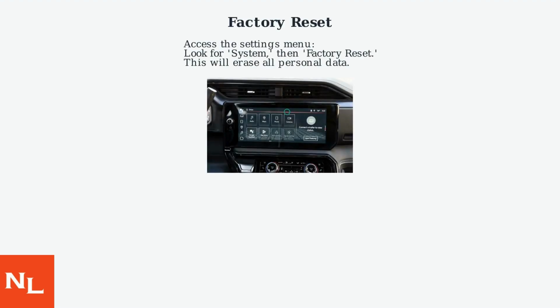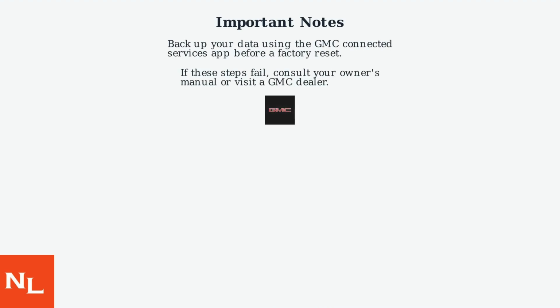A factory reset is also done through the settings menu. Look for System, then Factory Reset. Remember that this will erase all personal data. Back up your data if possible using the GMC Connected Services app before performing a factory reset. If these steps fail, consult your owner's manual or visit a GMC dealer.